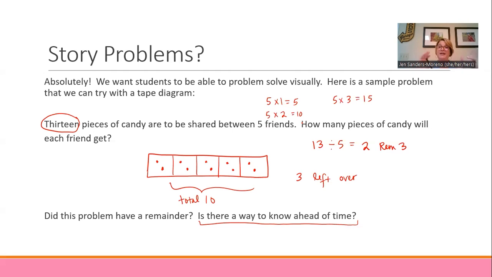Okay, so again, if they're very fluent on their multiplication facts, they're kind of going to know ahead of time if there's going to be a remainder or not. Okay, if you have students that are still struggling on those skills, that's okay. They're going to build it. Here again, I'd have them work with tape diagrams to show it.